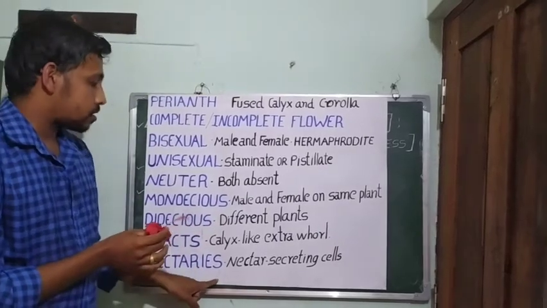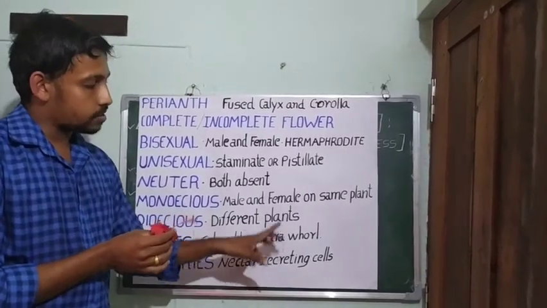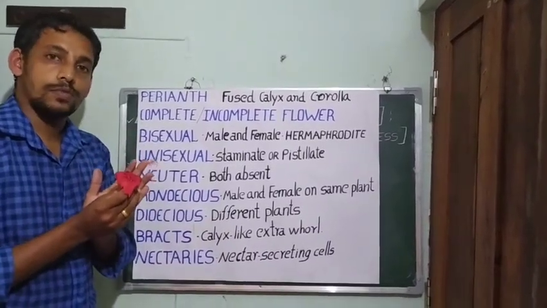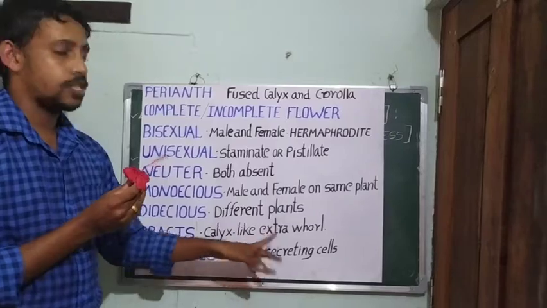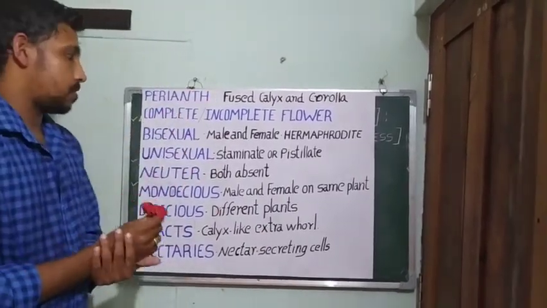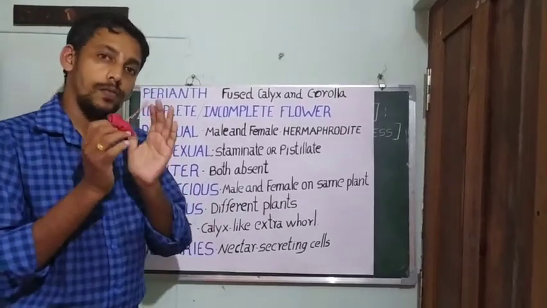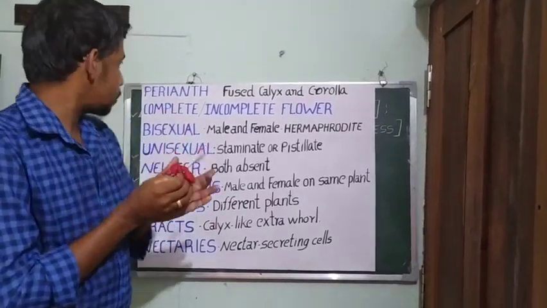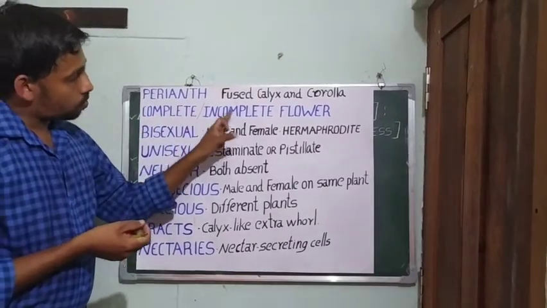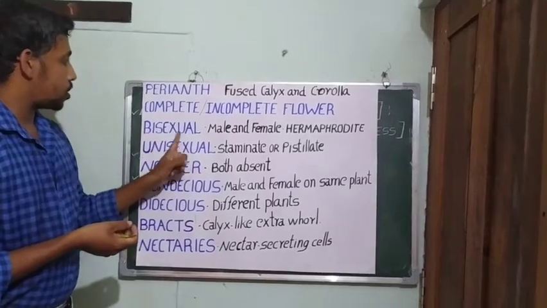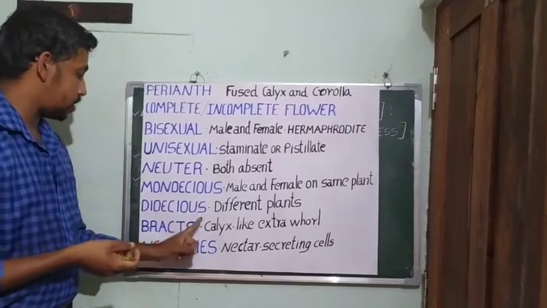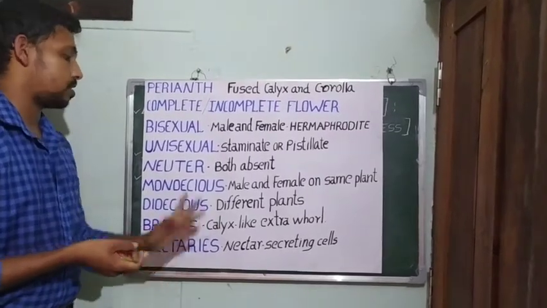Then nectaries. These are nectar secreting cells present just near the pistil. So these are some of the terms related to the flower. So we have discussed perianth, complete or incomplete flower, bisexual, unisexual, neuter, monoecious, dioecious, bracts, and nectaries.